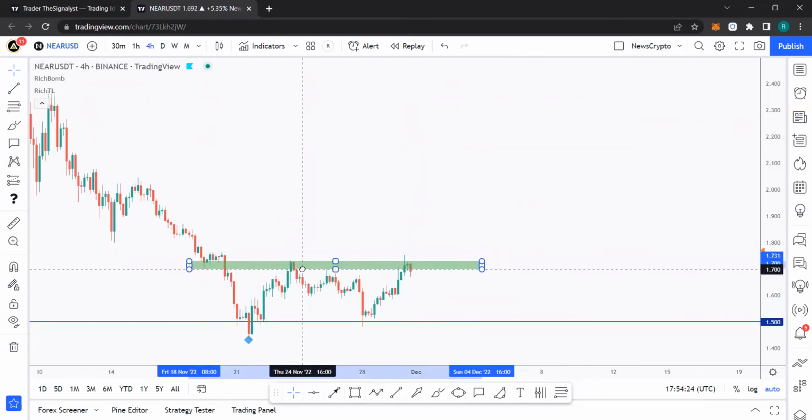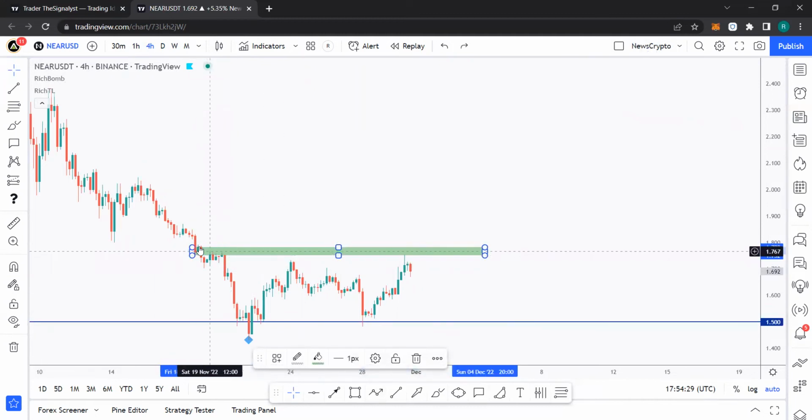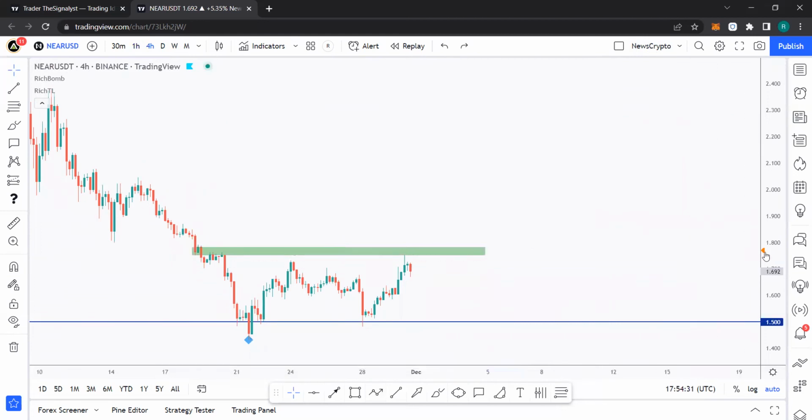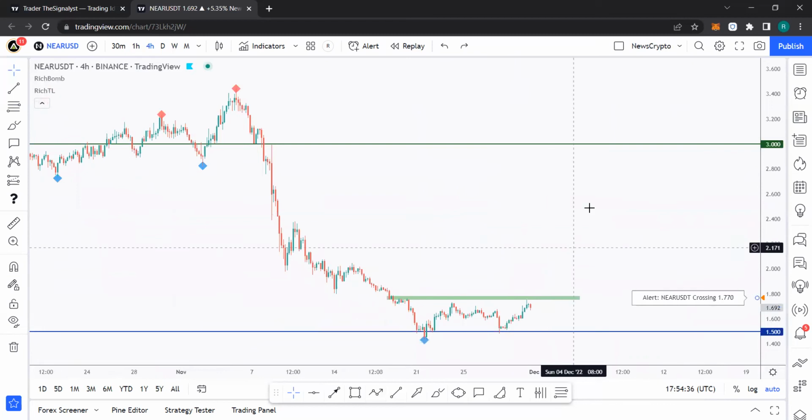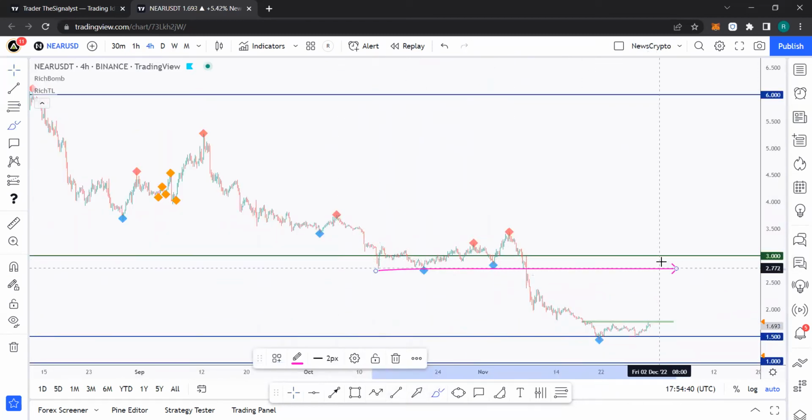Of course, we can draw it like this, but I made it for extra confirmation above this supply zone, above this area. That's why you see my alert here. I'm waiting for a break above it for the bulls to take over. In this case, I'm expecting a bullish movement on NEAR till around this resistance zone.